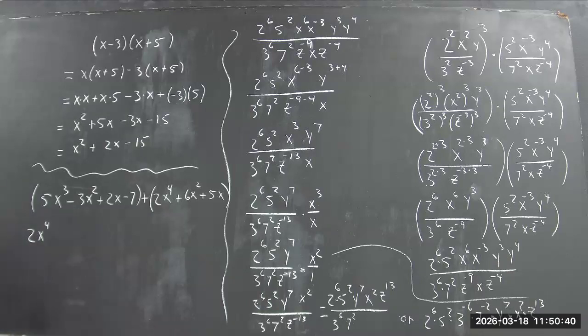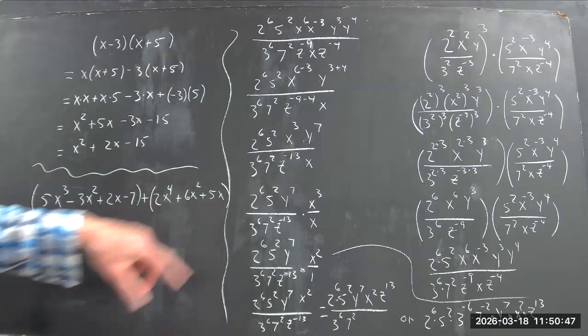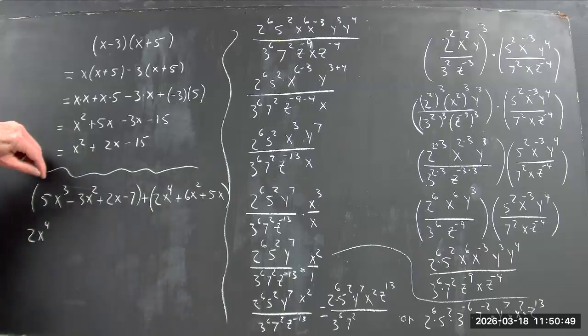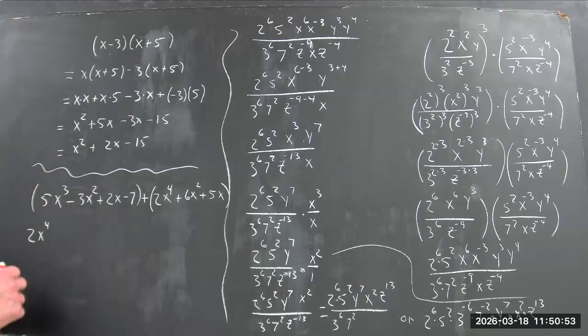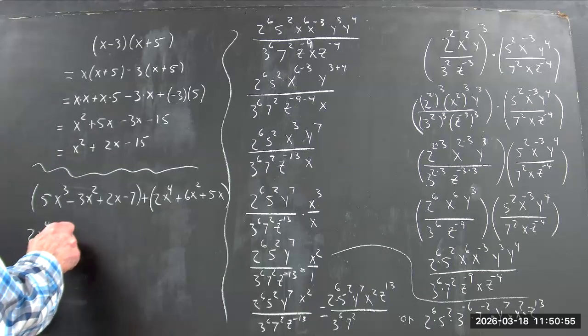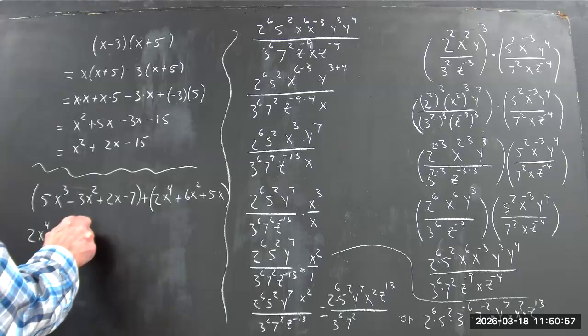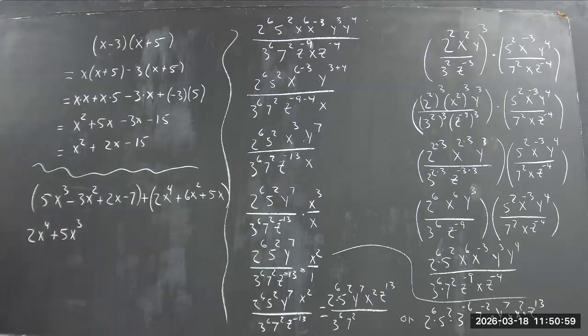Then we look for x cubed terms. Well, there are no x cubed terms over here in the 2x to the fourth plus 6x squared plus 5x. But there's a 5x cubed term right here in the first polynomial. And that's the only one we've got, so we know that we're going to have 5x cubed.